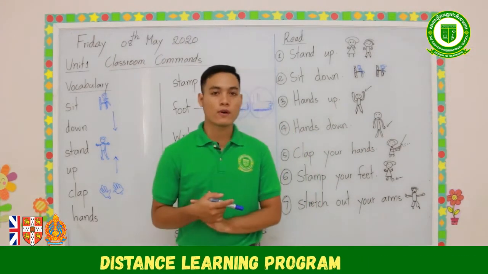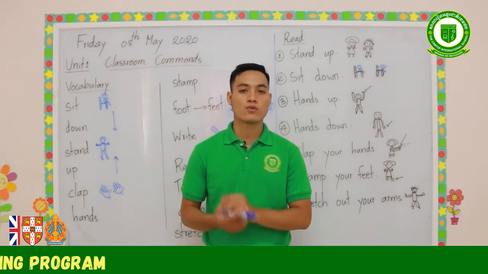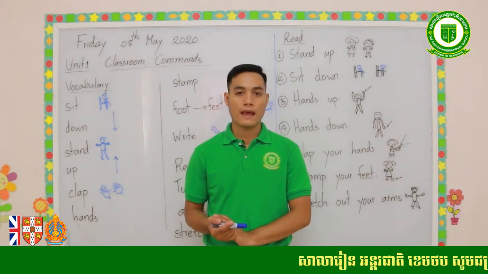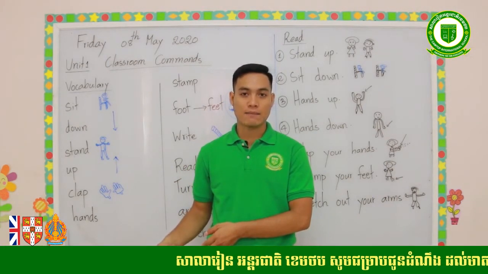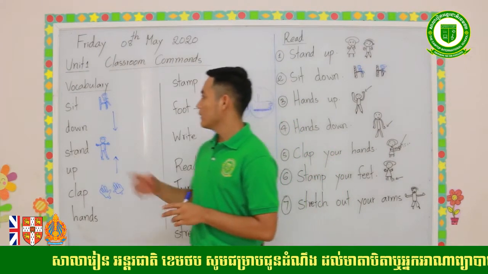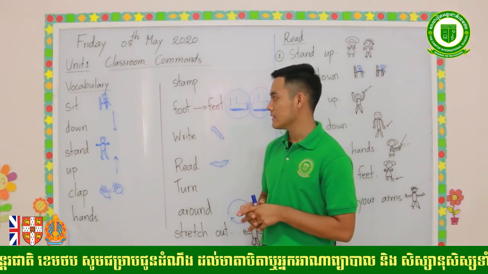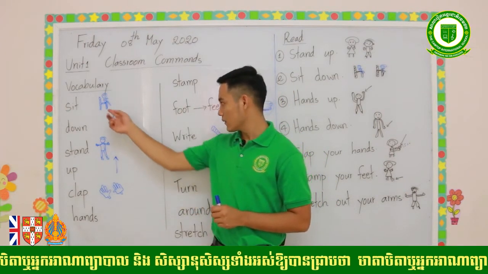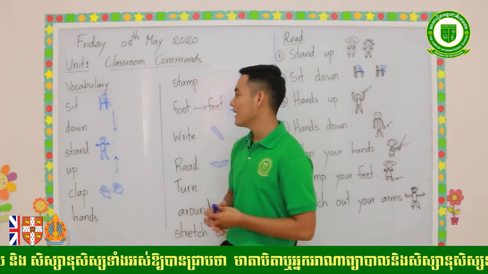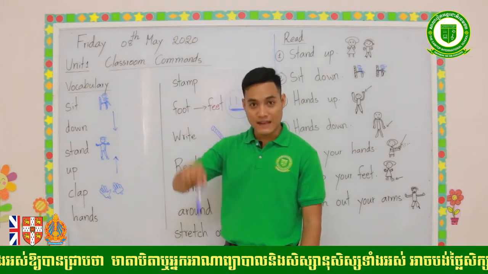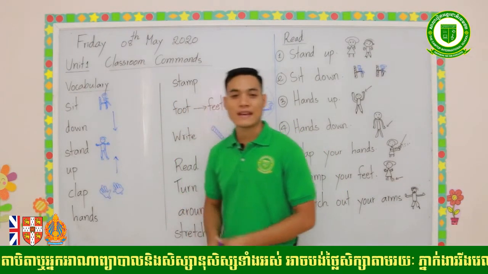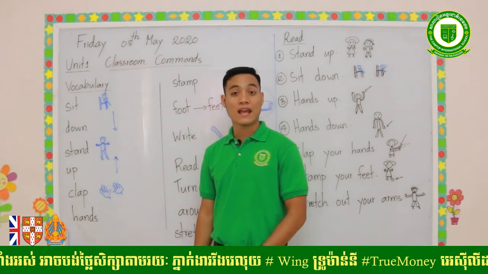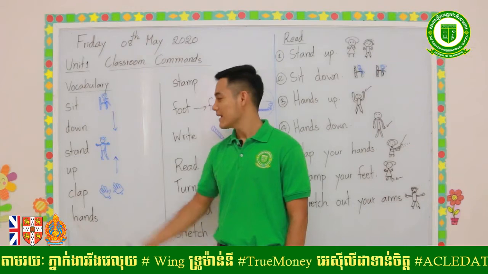Before we go to classroom commands, I want to review the new words, or we can say vocabulary, that you learned in the first video. I also add some vocabulary before we go to our classroom commands. The first word is sit. Look, the boy is sitting down. And over here is down. Stand, stand. Look at the teacher right now. I am standing up in the class. So I'm standing. Stand.